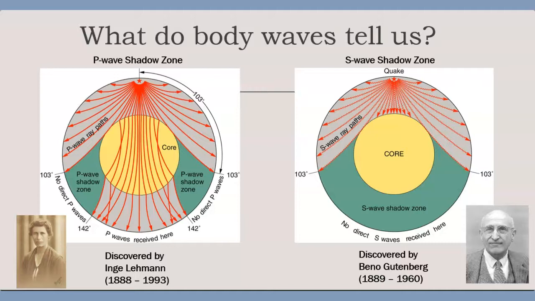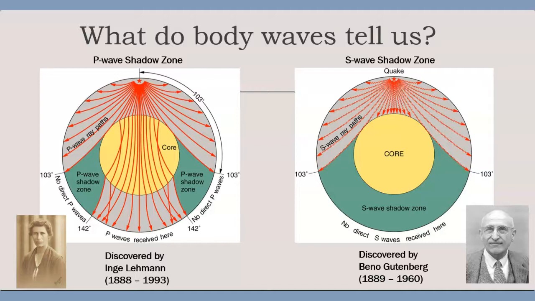In 1936, Inge Lehmann, a Danish seismologist pictured on the left, discovered that the Earth has a solid inner core inside a molten outer core. She lived that long. Dr. Lehmann's discovery was based on her research on the behavior of seismic waves after an earthquake.